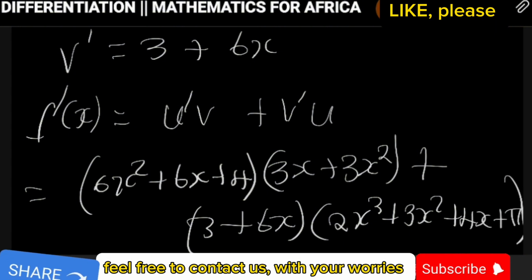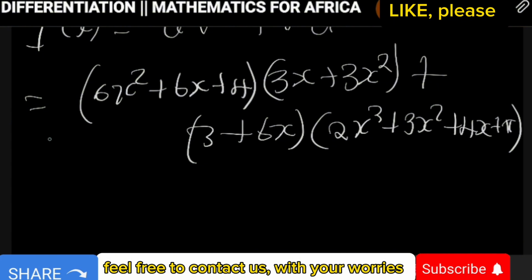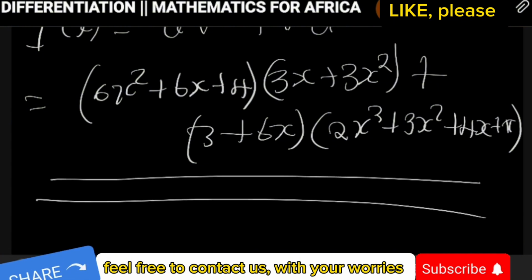So this is it. And the very good thing with this is that you don't simplify. Okay, don't open the bracket, just leave it like this. This is your f prime of x.